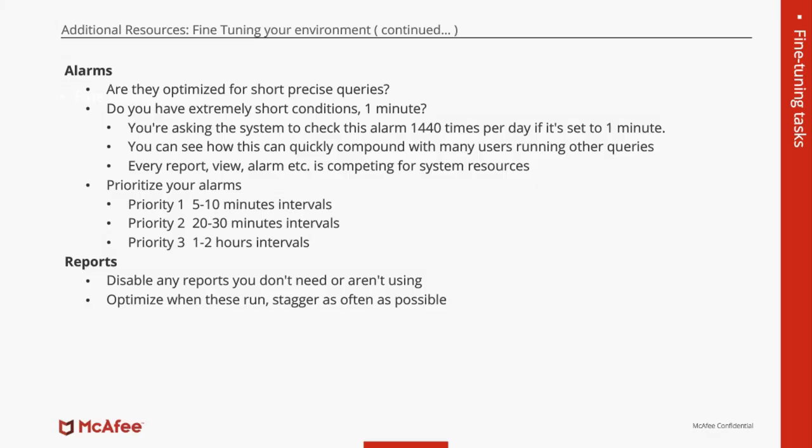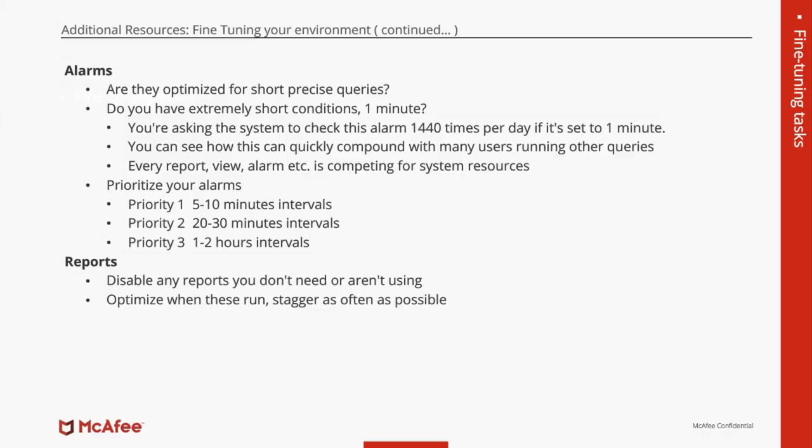So keep in mind every report, view, and alarm is always competing for those system resources. So we need to optimize, starting with alarms. It's a good idea to prioritize your alarms as well. Make them priority 1, 2, 3, whatever makes sense, and then change those check intervals based on whatever works best for your business.